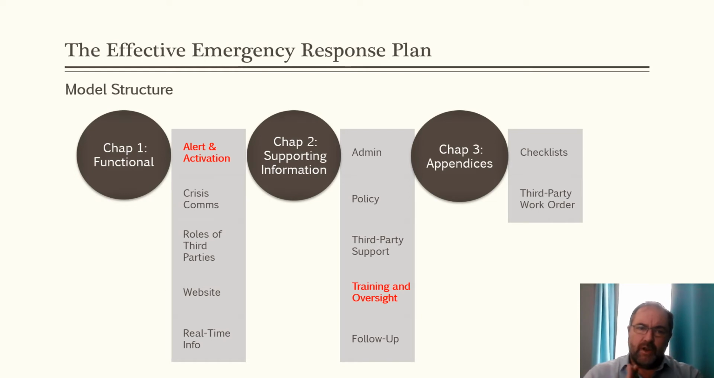Okay, now the model structure. 3 chapters or 3 sections, call them what you will. But the first is the functional, the part that is needed to get the job done. The second is the supporting information, the bit that gives context that describes what third-party support organisations do, what individual responsibilities are. Job descriptions for key persons is another element that should go in here. The final section is the appendices, where I put hard copy of the checklists.